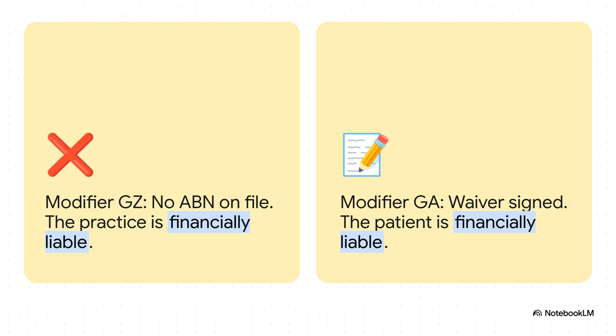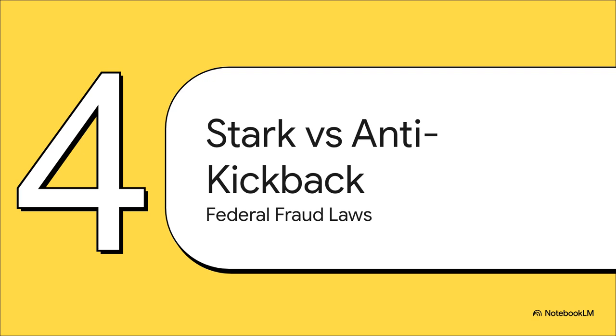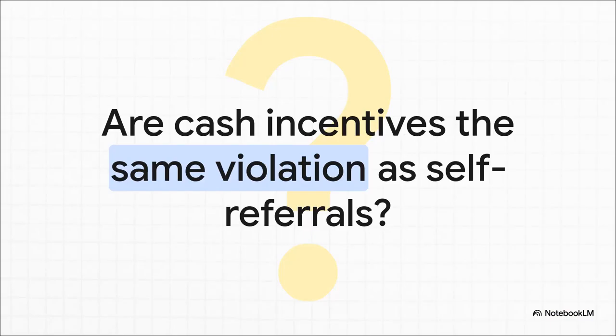On the flip side, modifier GA means a waiver was properly signed and financial liability safely shifts over to the informed patient. This brings us to Section 4, Stark Law versus the anti-kickback statute. These are the absolute heavy hitters of federal compliance. Think about this for a second. Is pocketing cash incentives from an imaging facility for MRI referrals the exact same violation as referring a Medicare patient to a clinical lab that you actually own a piece of?